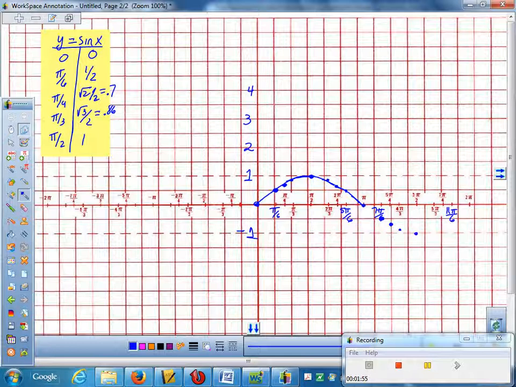Okay, the last coordinates we've got there are the fourth quadrant angles. In the fourth quadrant, sine is still negative. So it's going to do these exact same coordinates and go right back up to 0. So 5 pi/3, a third is still a negative 0.86. A fourth is still a negative 0.7. Pi over 6 is a negative half, and then I'm back to 0.